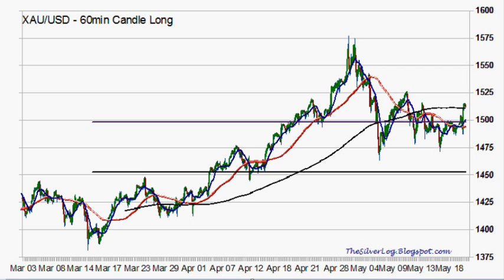In this video, we'll take a look at the longer term charts on silver. But before we do, I want to take a look at gold, and we'll look at it on the 60-minute time frame.